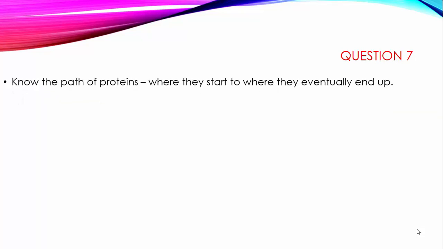Number 7, know the path of proteins, where they start to where they eventually end up. So for this one, they go a little simplistic here. You should be thinking ribosomes to begin with, because ribosomes are all about making proteins. Moves to the ER, specifically the rough ER. It doesn't say the rough ER, but specifically the rough ER, because the rough ER contains ribosomes, and that's where the proteins are being manufactured.